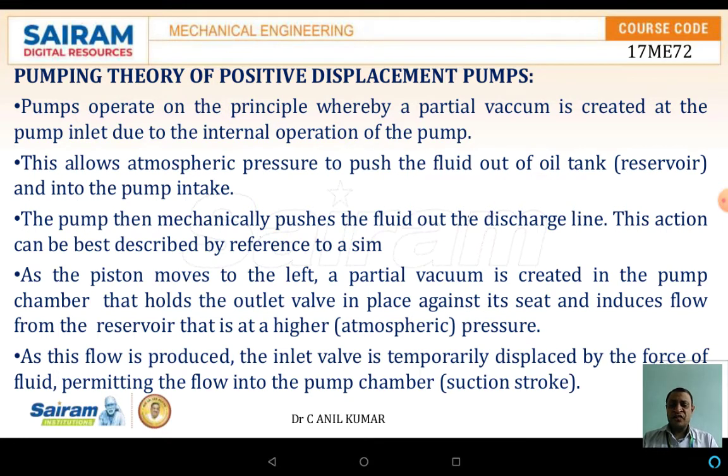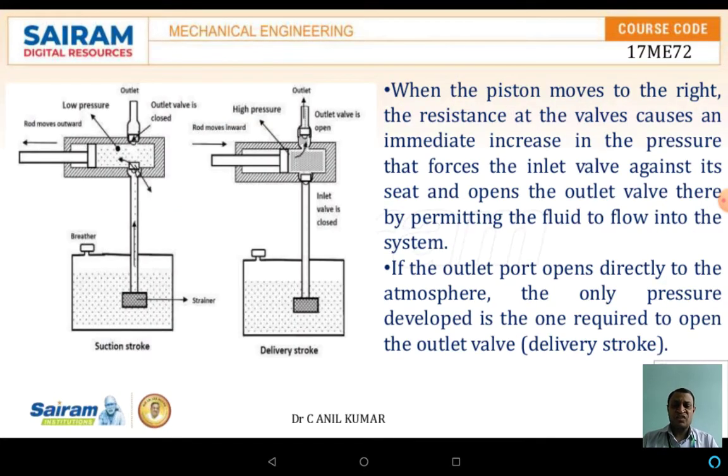Here, as the piston moves to the left side, a partial vacuum is created inside the pump chamber that holds the outlet valve in place against its seat and induces the flow from the reservoir, which is at the higher pressure. As the flow is produced, the inlet valve is temporarily displaced by the force of the fluid, permitting flow into the pump chamber, which is the suction stroke.